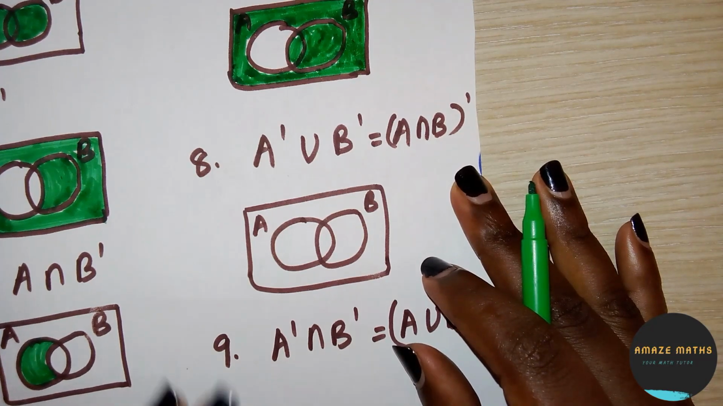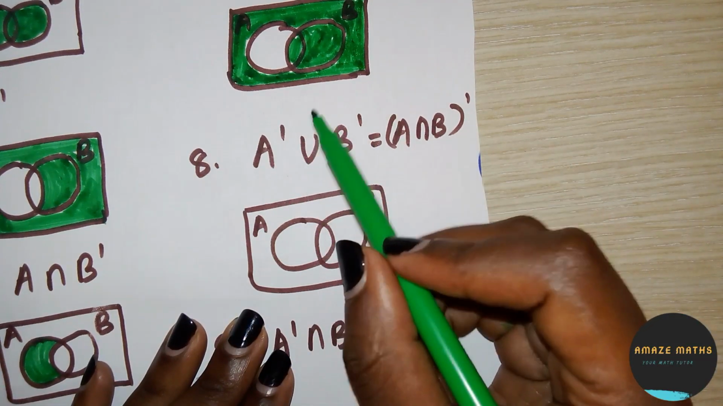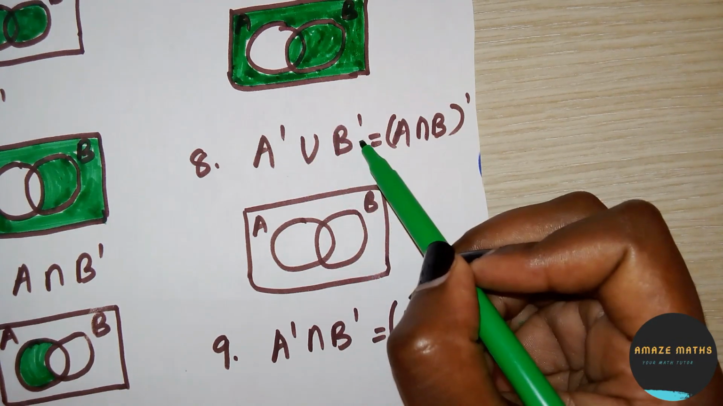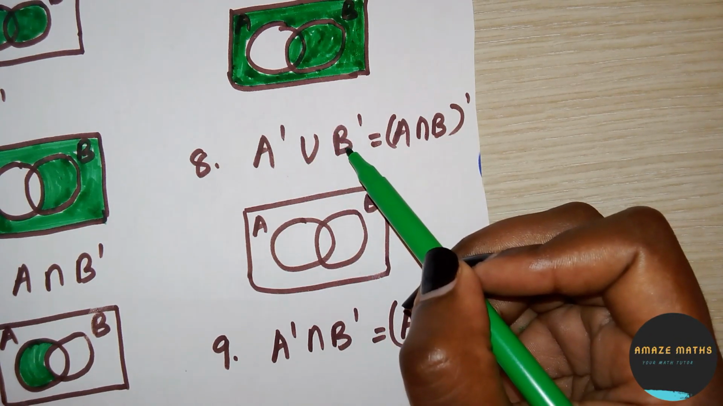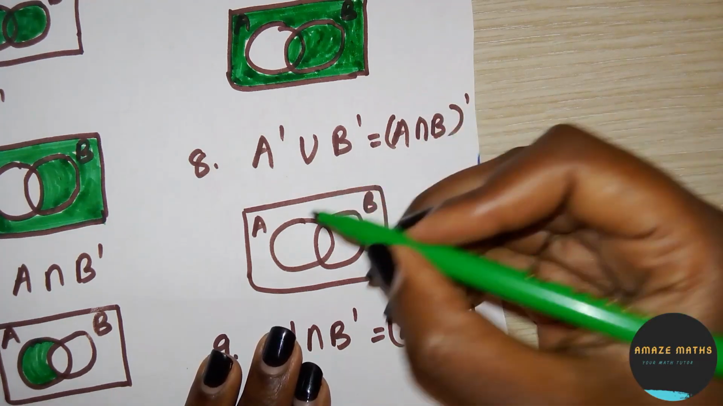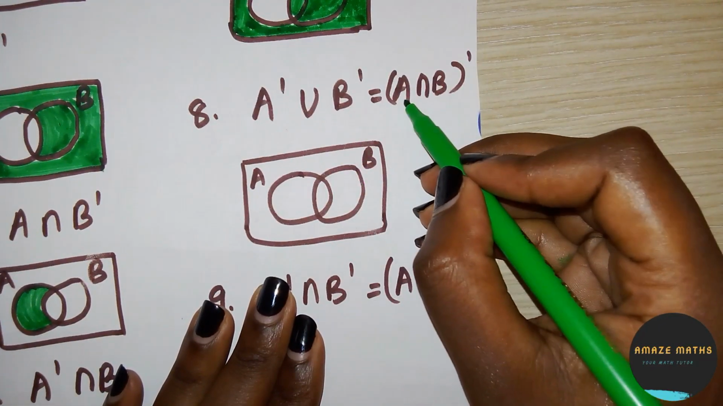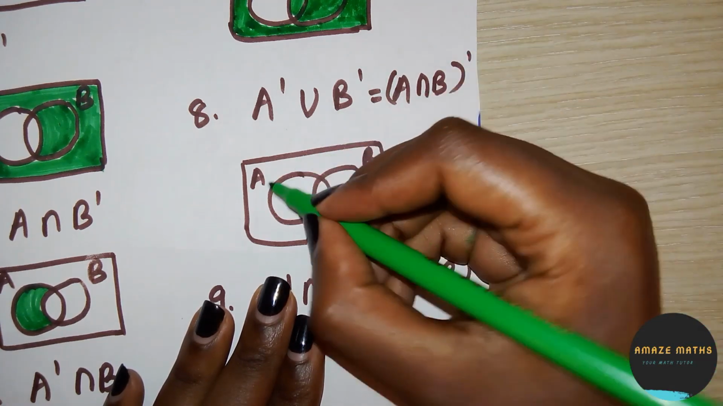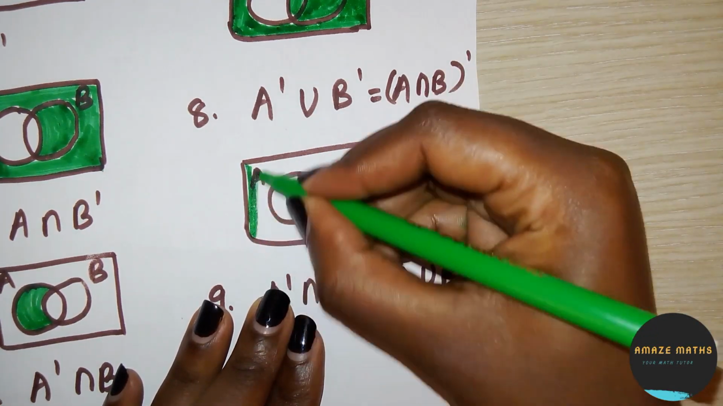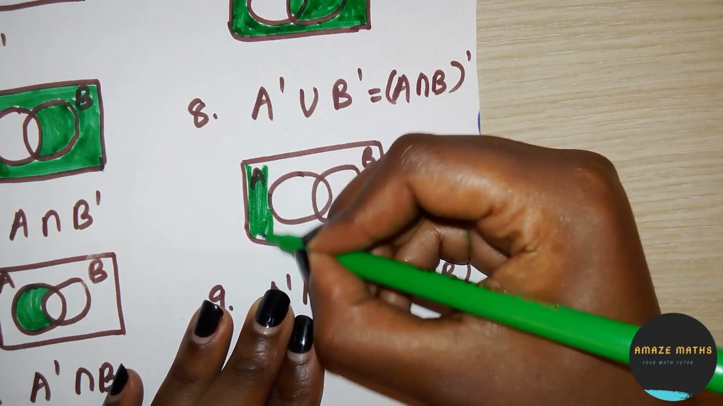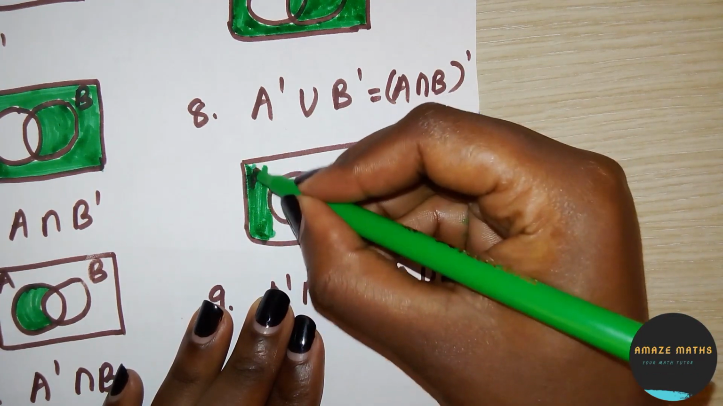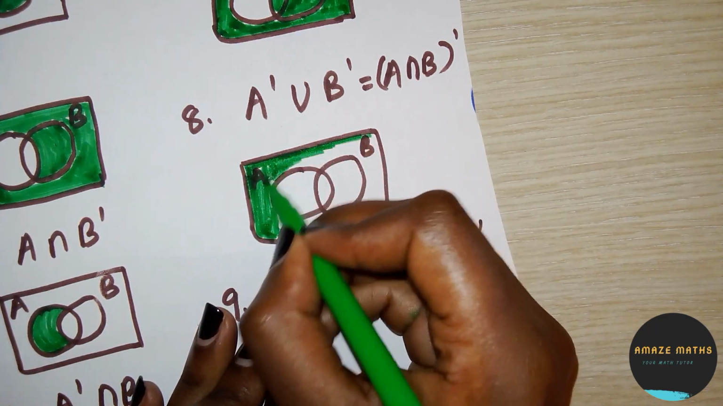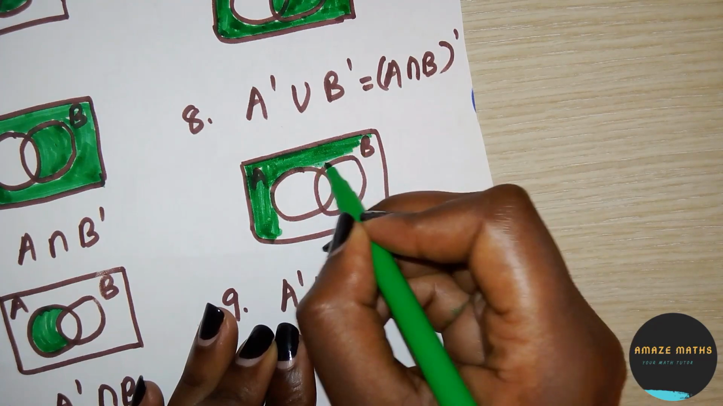Okay. Number 8, we have the complement of A union complement of B. So this region is shaded out. So A intersecting with B, we won't shade out this region only, so we shade out the rest. And we have that. So you're shading everything apart from that intersection.